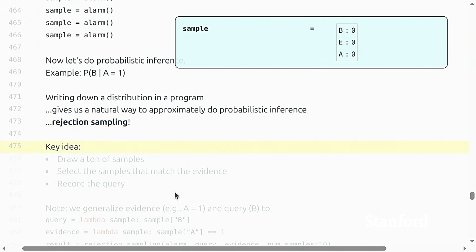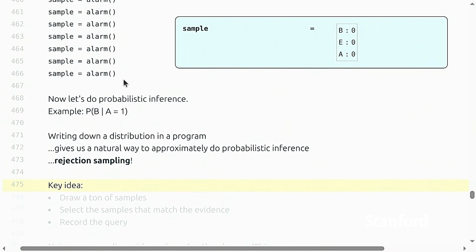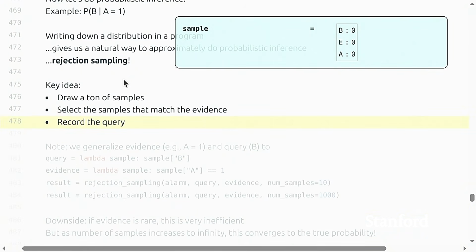The key idea here is that I'm just going to draw a ton of samples, just like this. I'm going to select the samples that match a piece of evidence, and I'm going to record a histogram over different queries of the samples I see. Okay, so here I'm going to generalize the evidence. So we've been thinking about evidence as a particular assignment to a variable, and a query to be like a particular set of variables, but they can be any function, really.